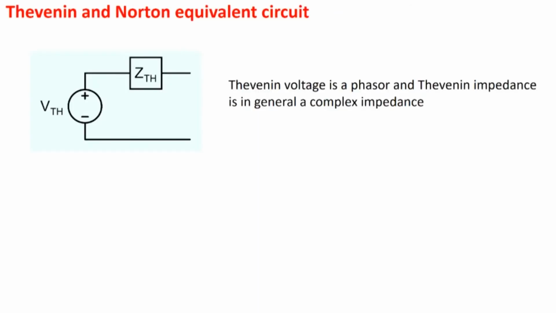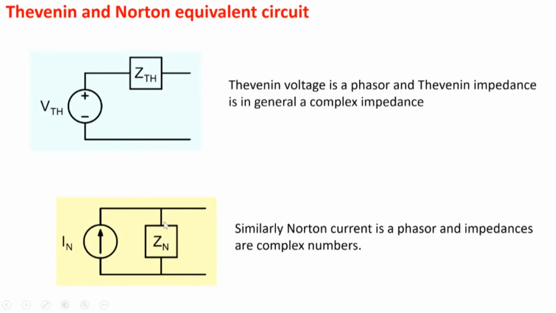Thevenin's and Norton's equivalent circuits, we can do all of that, except that now note that this would be a phasor voltage, and this would be some complex impedance. In general, it would be made up of resistors, capacitors, inductors. Capacitors and inductors have an imaginary component. So in general, this would be a complex impedance. Similarly, Norton's current would also be a phasor current, and there would be a complex impedance here, Norton's impedance, which is nothing but the same as the Thevenin's impedance here. So all those concepts are valid.